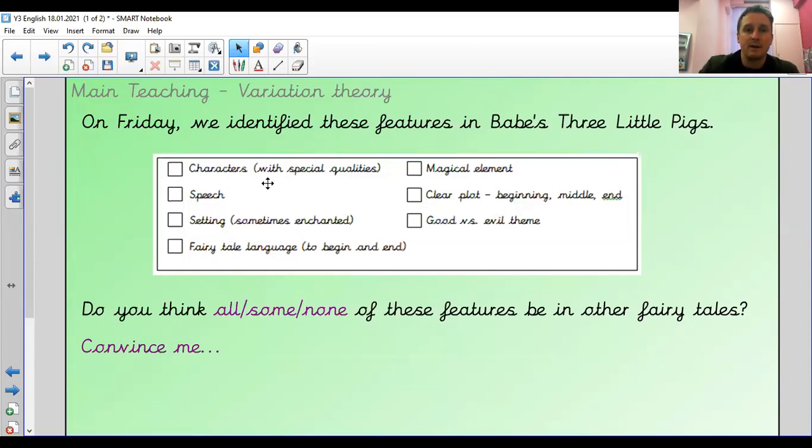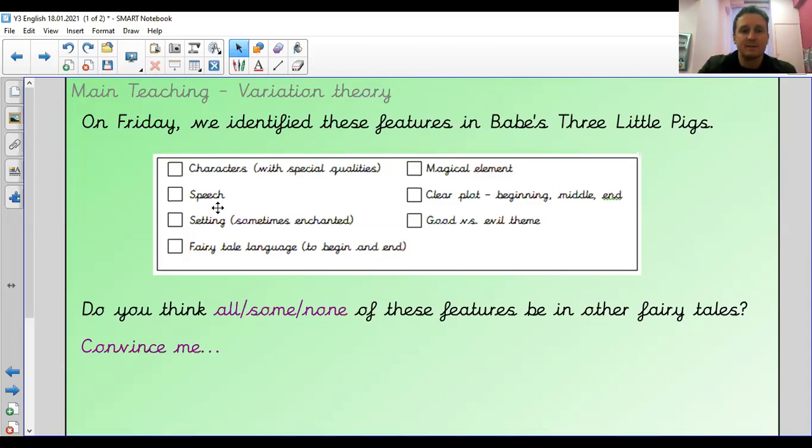Things that make them an amazing character. Is there any famous lines from these stories? So, for example, in Babe's Three Little Pigs, there's a famous bit of speech that if I said it, you could tell me definitely which story it is from. I'll huff and I'll puff and I'll blow your house. Everybody knows that that piece of speech is from the Three Little Pigs.